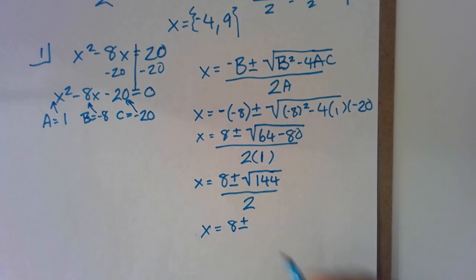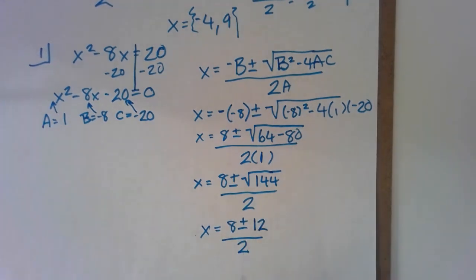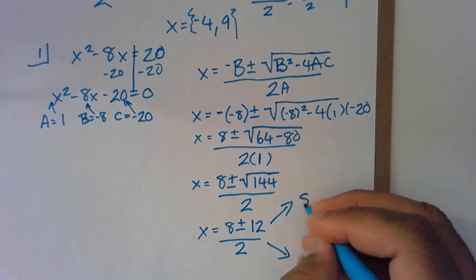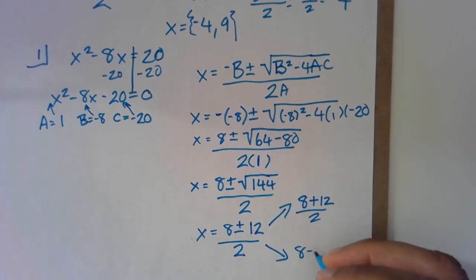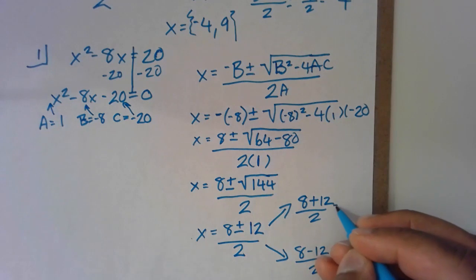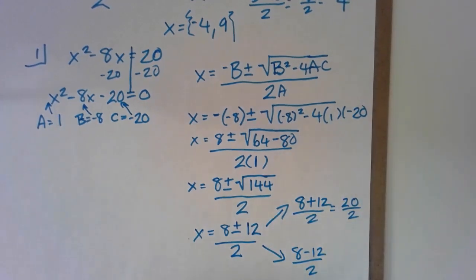We're going to have 8 plus or minus whatever the square root of 144 is. In this case, it happens to be a perfect square, so that works out really well for us. So we'll have the 12, and then we'll have the 2 still at the bottom. And then we can go ahead and split it apart. And so I'll have 8 plus 12 over 2, and then I'll have 8 minus 12 over 2. And when I go ahead and do that, I'm going to have, what, 20 over 2. So it looks like x is going to equal 10 here.